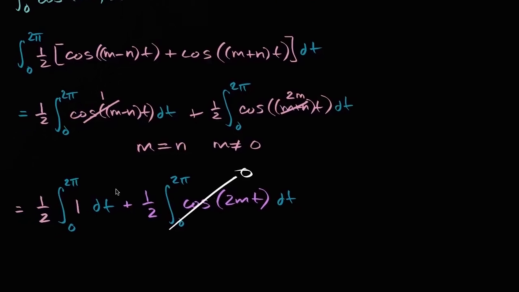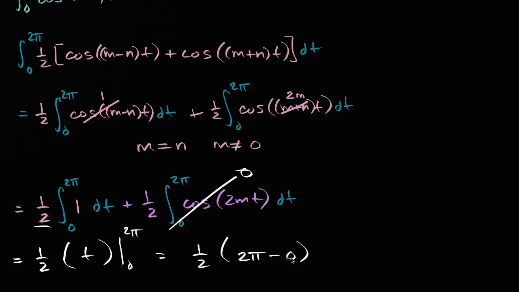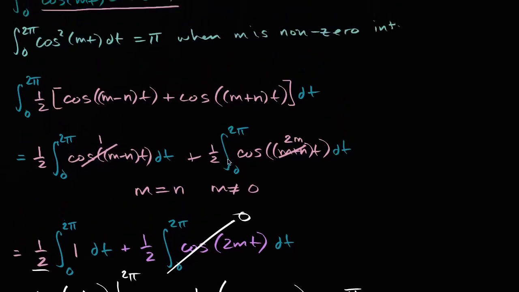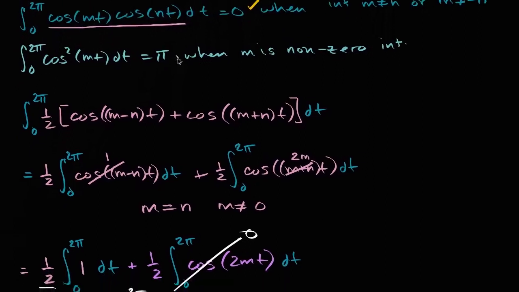And the first one is going to be equal to 1/2 times the antiderivative of 1, which is just t, evaluated from 0 to 2 pi. That's 1/2 times 2 pi minus 0, which is just 1/2 times 2 pi, which is equal to pi. And so we have now established this one as well.